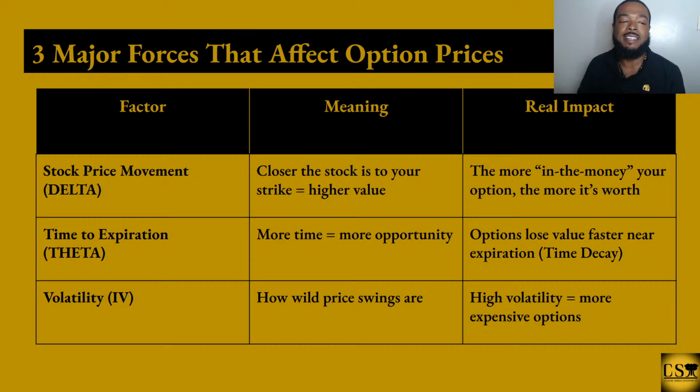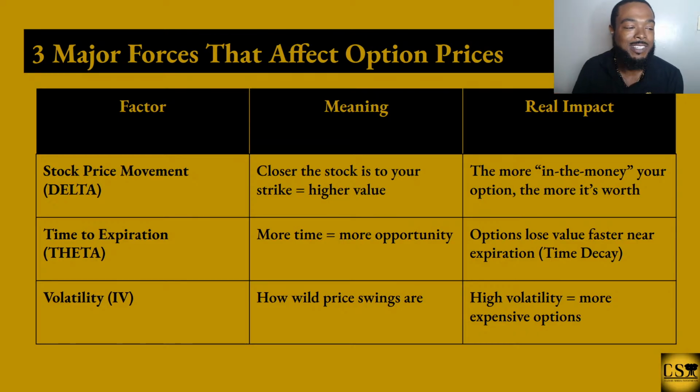There are 3 major forces that affect option prices. You have the stock price movement, which is going to be shown in the Greek called the delta. So when you go to look to buy an option, you're going to scroll over and see the Greeks up there. You're going to see the theta, the delta, the IV, the rho, the gamma. But I will break all those down in future classes.